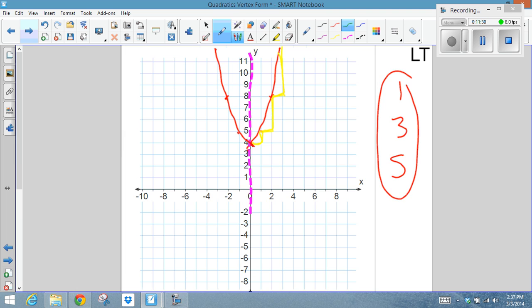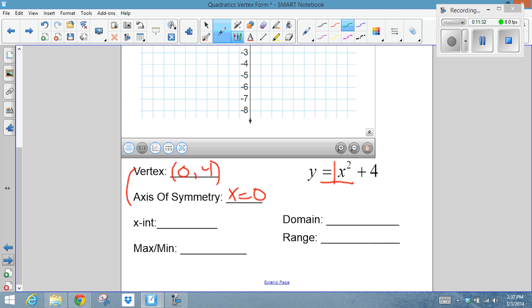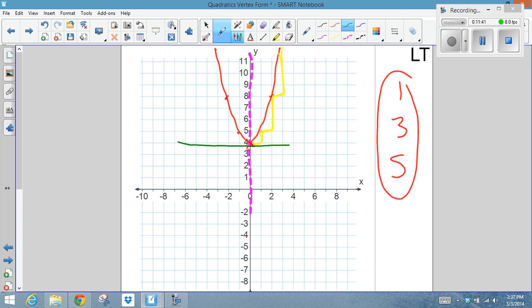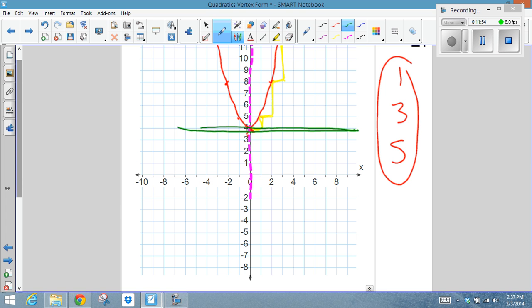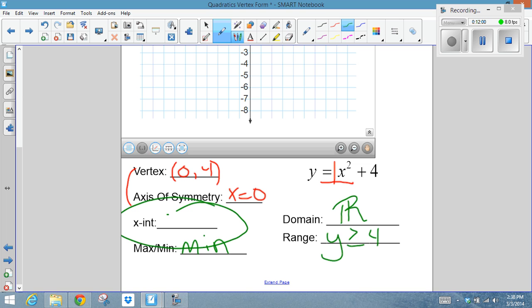So on this one back here, I still have a domain of all real numbers. My range, though, this time, since this is a minimum, my y's are all going to be bigger than 4. So I'm going to do y is greater than or equal to 4, and it has a minimum. Now the last piece we're missing is the x-intercept, and this one has none because it turns up the other direction. So I can just write none.